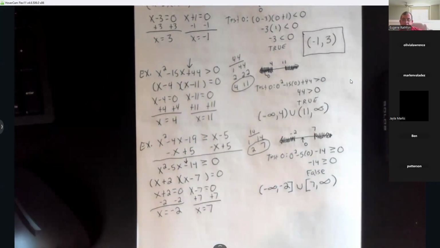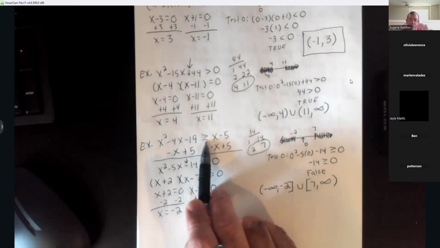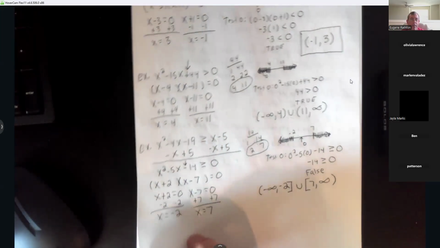So y'all just be careful whether you're using the brackets or parentheses on these. It's based on whether you got the equals or not, okay? Alrighty, y'all, continuing on.